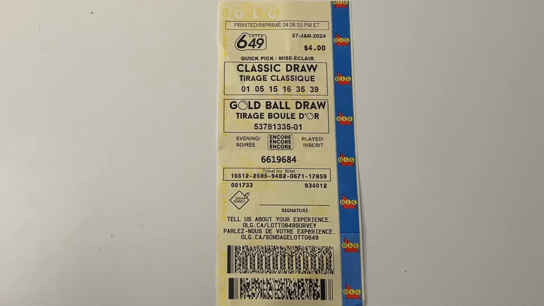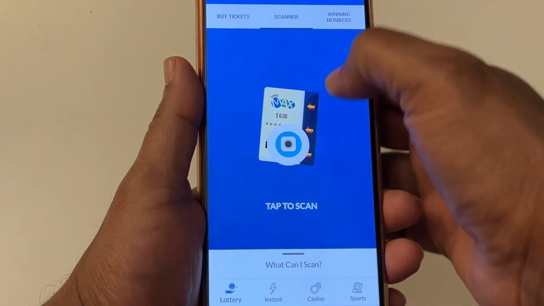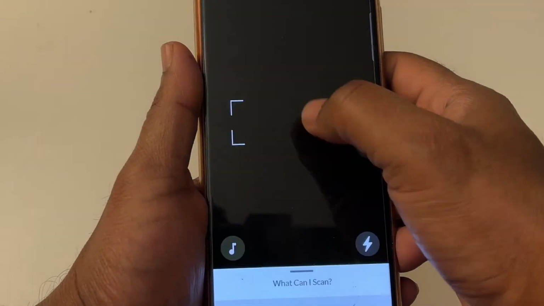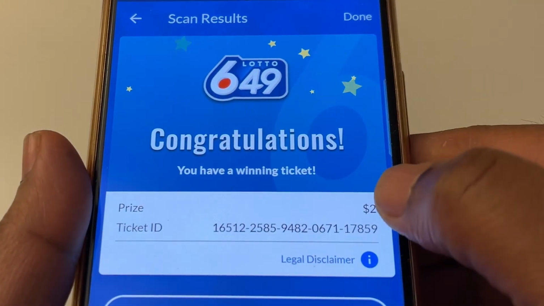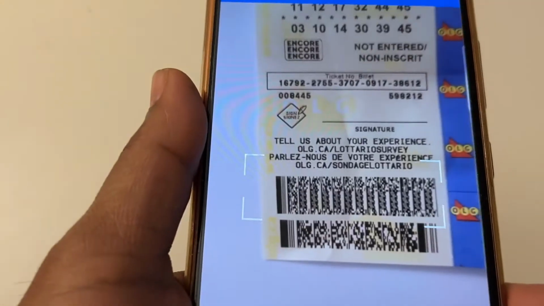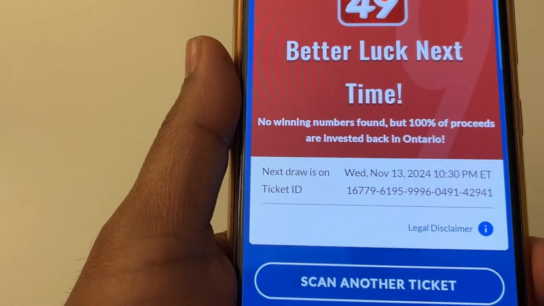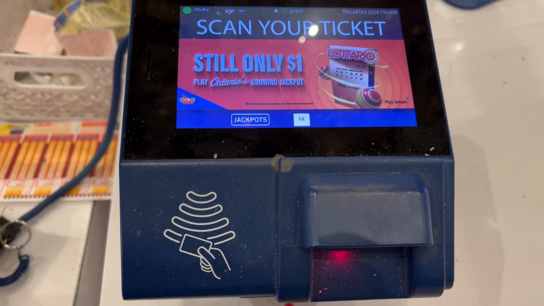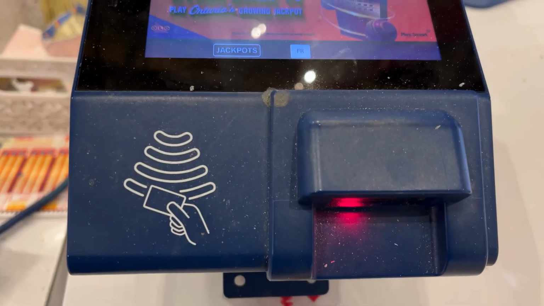To know the winning numbers, I have the OLG app on my mobile. That's the easiest. Once you have that and you scan, you get an instant message on WhatsApp: Congratulations, $2. So for this Lotto 649, I won $2 more. Likewise, when you scan, sometimes you get to play again, like you can see here, and sometimes you don't win. So these are the few options. You can also go to the retail outlet where they have the scanner, and you can scan and see if you have had any winning.